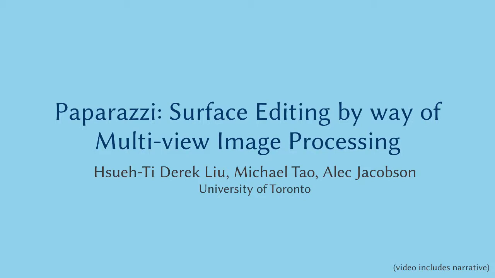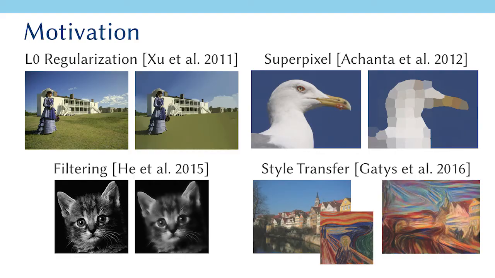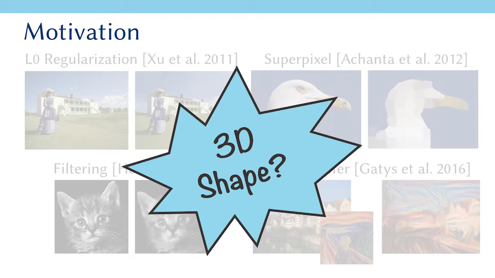In this paper, we present Paparazzi, a framework to edit three-dimensional shapes through image processing. Image processing algorithms are used to create different visualization effects on images. The success inspires research in generalizing image algorithms to 3D shapes, but usually, it is unclear. We solve this problem by presenting an image-driven shape optimization method called Paparazzi.